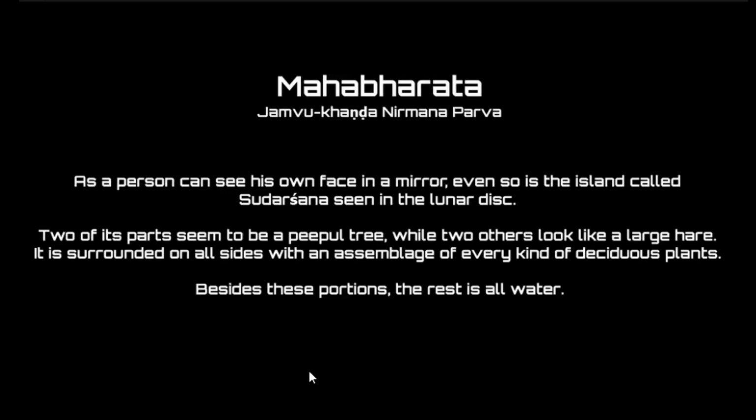As a person can see his own face in a mirror, even so is the island called Sudarshan seen in the lunar disk. Two of its parts seem to be a papal tree, while two others look like a large hare. It is surrounded on all sides with an assembly of every kind of delicious plant. Besides these portions, the rest is all water. Okay, so we've got a few things there. We've got a papal tree, we've got a hare, and we've got a mirror, a lunar disk.